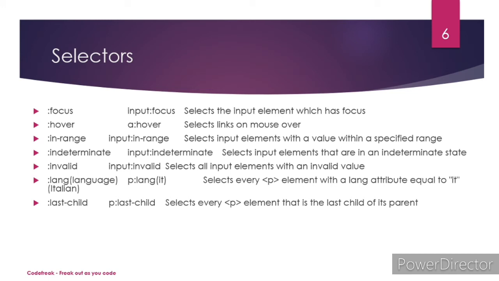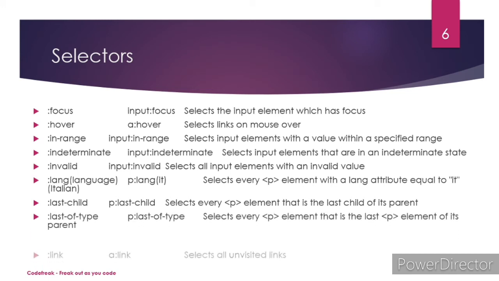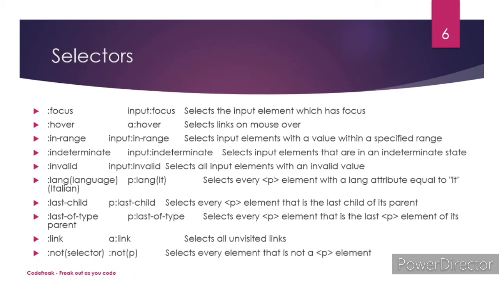I've put in quite a bit of explanation here. Then you have again last child. So last child is something which is similar to the first child and all. So last of type, so you can select the last of the type. So you have link, so selects all unvisited links.